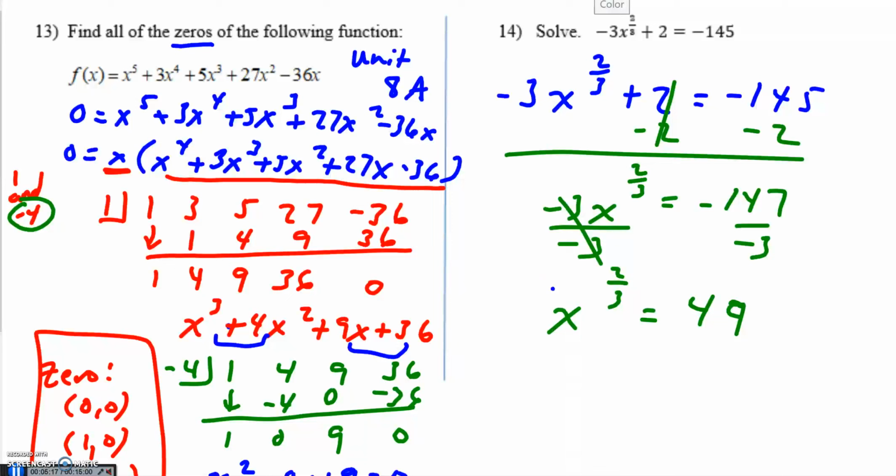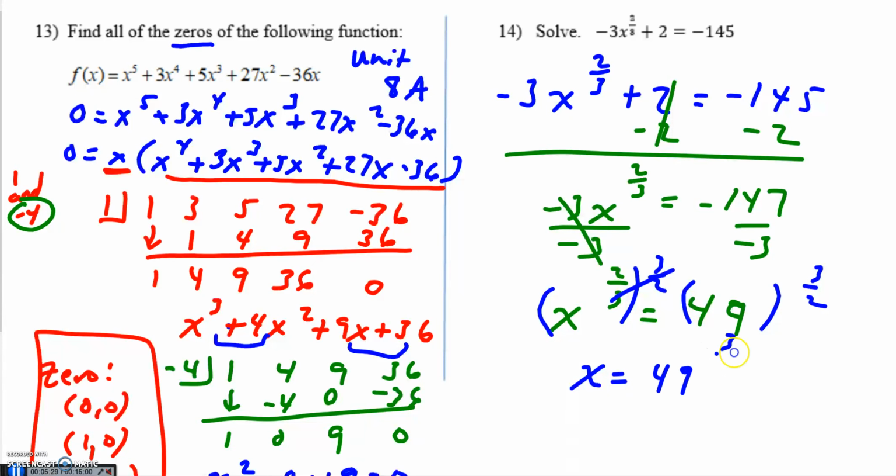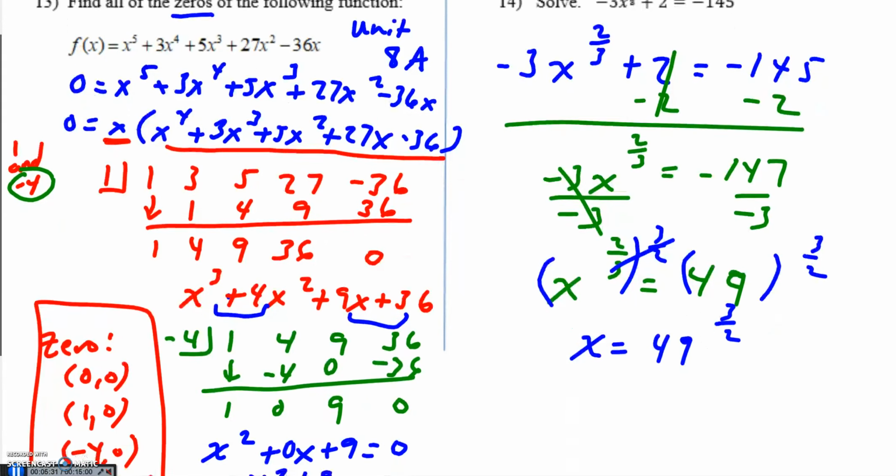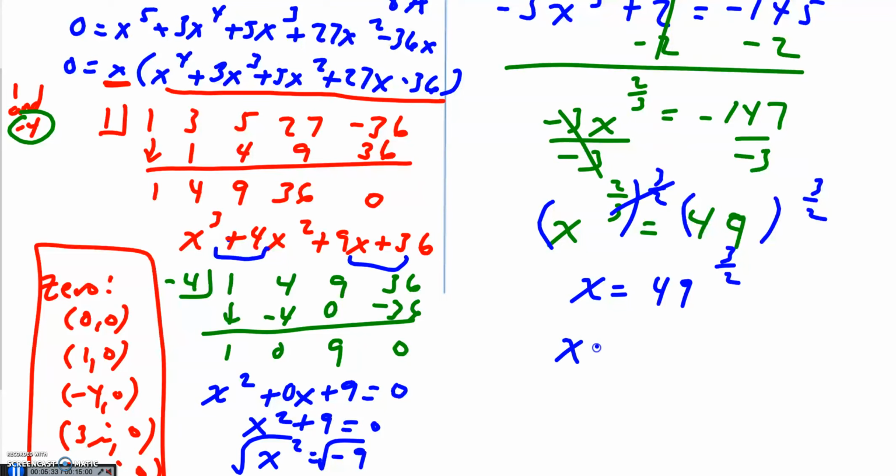Now, if you'd like to raise both sides to the 3/2 power, I like that very much. These would cross out to be 1 technically. So you have x to the first, or just x, equals 49 to the 3/2 power. Now you could plug that into your calculator, but I'm here to remind you that what this really means is 49 to the 1/2 power, then raised to the third. 49 to the 1/2 is really another way to say the square root of 49.